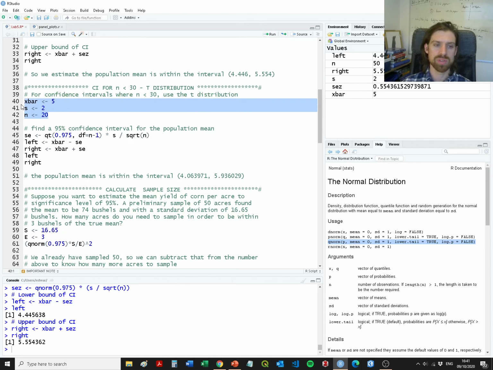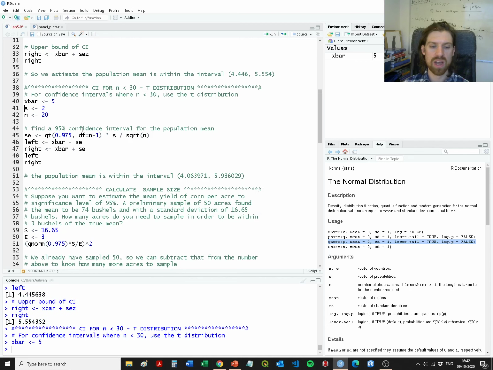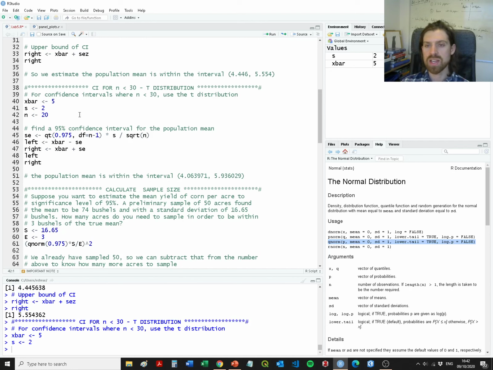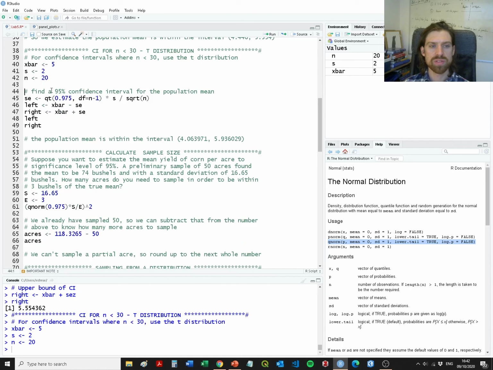It's very simple. So we can just, again, start with a mean of 5, so x bar, which we're going to enter into the global environment. Here we go, that's 5. The standard deviation of 2, and let's say there's 20 samples. So we've inputted all of these values into the global environment. Now what we want to do is find a 95% confidence interval for the population mean. And this time we're using the student distribution.